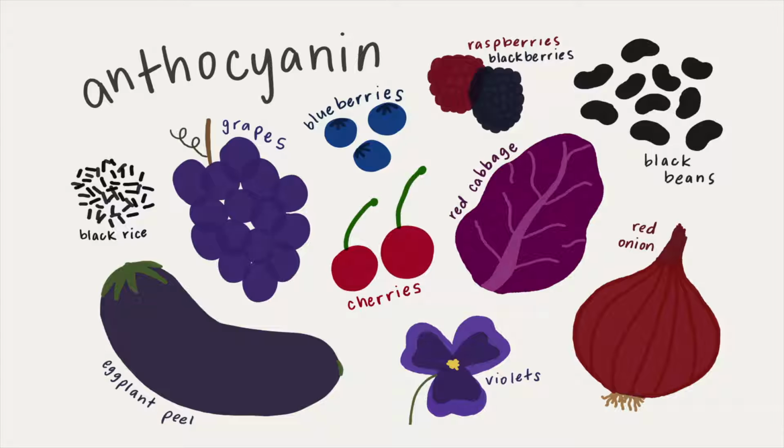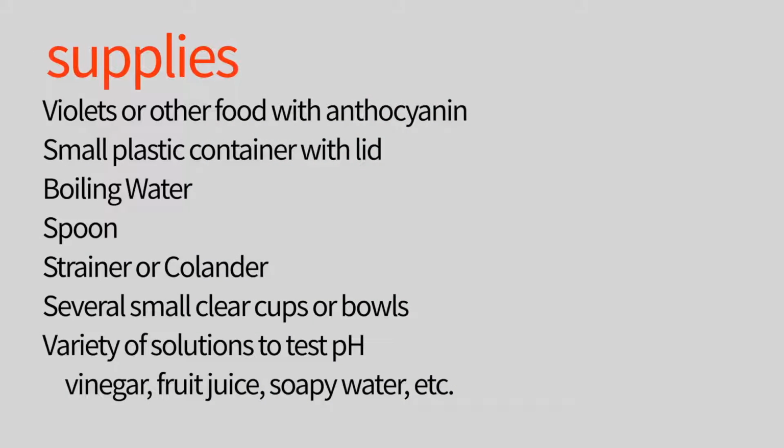I had a lot of violets growing in my yard, so that's what I'll be using as my source of anthocyanin here today. However, if you have one of these other fruits and vegetables, you can feel free to use those instead. You will need violets or another food with anthocyanin, a small plastic container with a lid, boiling water, a spoon, strainer or colander, several small clear cups or bowls, and a variety of solutions to test pH. Some things that I suggest are vinegar, fruit juice, soapy water, and anything else that you'd like to try.